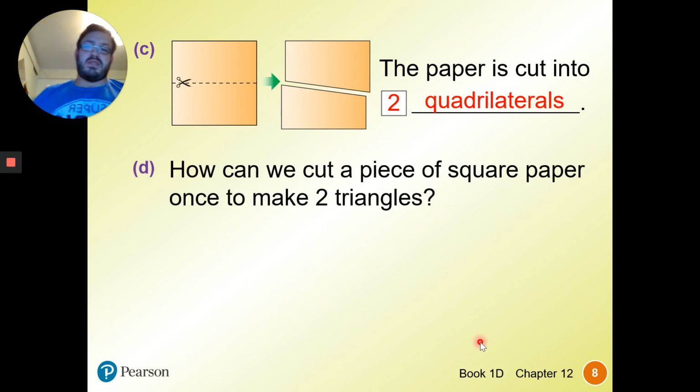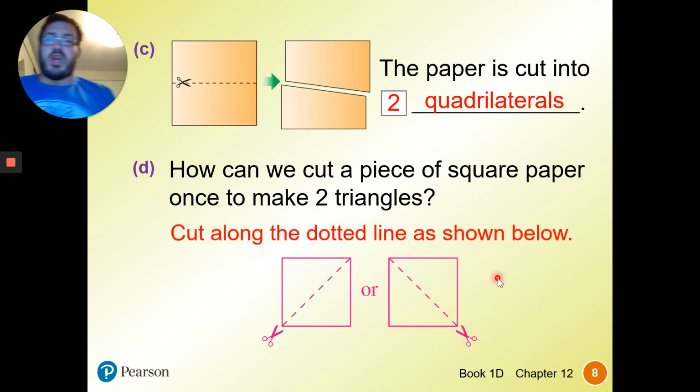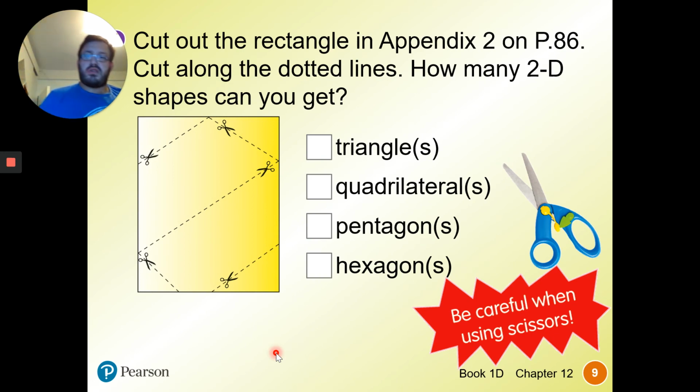How can we cut the piece of square paper once to make 2 triangles? So we can cut along the diagonals, or cut along this dotted line. We call that a diagonal. So cut out.